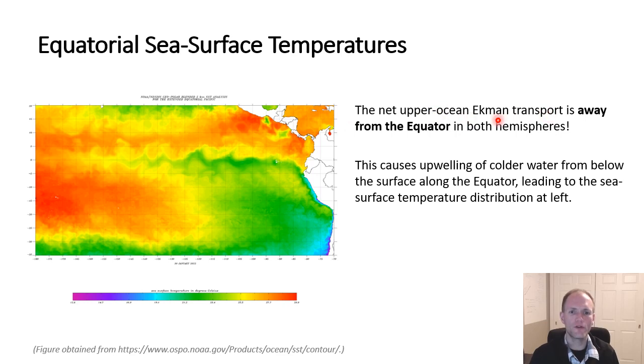So that net upper ocean Ekman transport that is away from the equator in both hemispheres, as that water is carried to the north and to the south, or poleward, it is replaced by water from beneath, upwelling, that brings colder subsurface water up toward the surface. This effect is strongest here in the eastern portion of the basin, associated with the relatively strong trade winds that are found there, and somewhat less as you get further to the west in the basin, as the trade winds weaken somewhat, and you get the piling up of water driven by the surface wind in the western portion of the ocean.